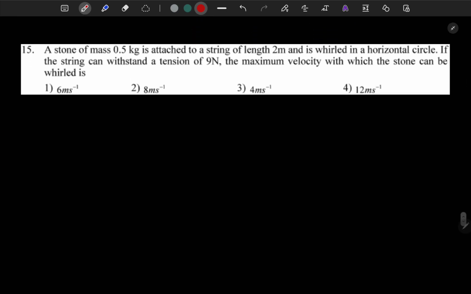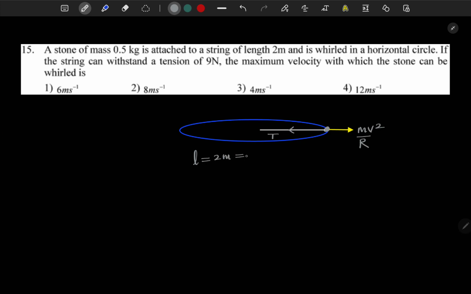And now this is the last question of the first part of the solutions of the paper. I will do the remaining solutions in the next part. A stone of mass 0.5 kg is attached to a string of length 2 meters and whirled in a horizontal circle. So this is a horizontal circle. I have already drawn the circle here. L is 2 meters, which is our radius here.